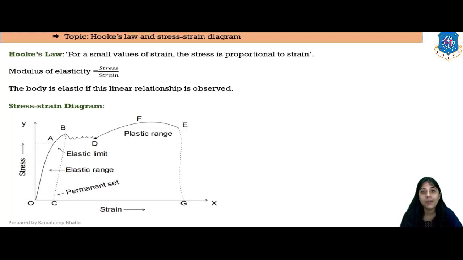So the maximum load, or the maximum deforming force applied per its original cross section area, is known as the ultimate strength or tensile strength, or sometimes also known as the breaking stress. Now beyond point F, even without increasing the load, the wire is elongated. Even if the load is reduced, the wire behaves as if it is flowing down.